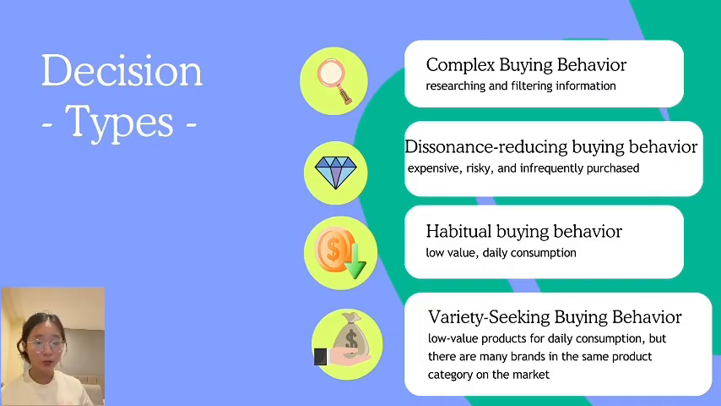The next one is types of decisions. First is the complex buying behavior. For example, buying a new house or a new car. Customers have to research and filter information carefully before buying.